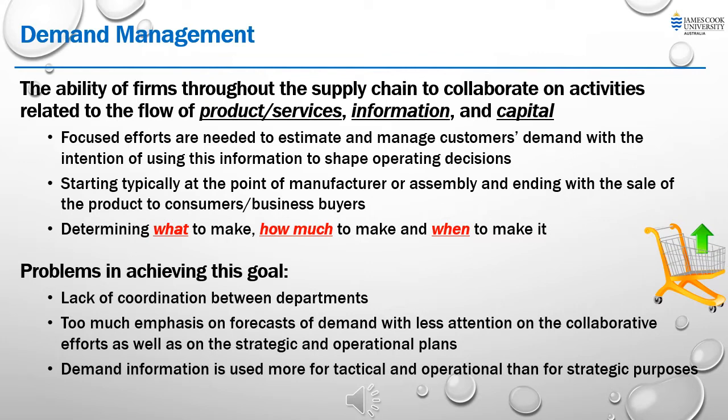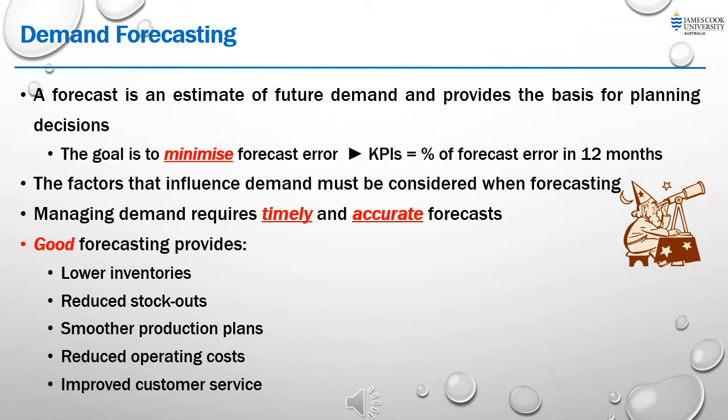customer satisfaction. Demand forecasting is the process of estimating the future demand for the product or service. Accurately forecasting demand is crucial for businesses as it enables them to plan production schedules, manage inventory levels, and set prices to meet customer demand. So the goal here is to try to minimize the forecast errors. The KPI, for example, is a percentage of forecast error in 12 months.